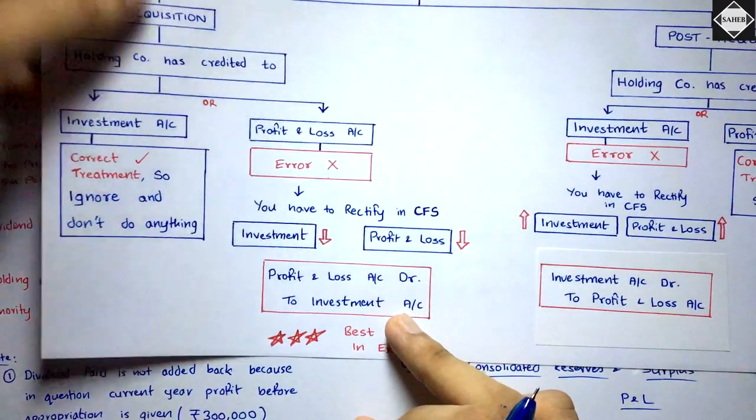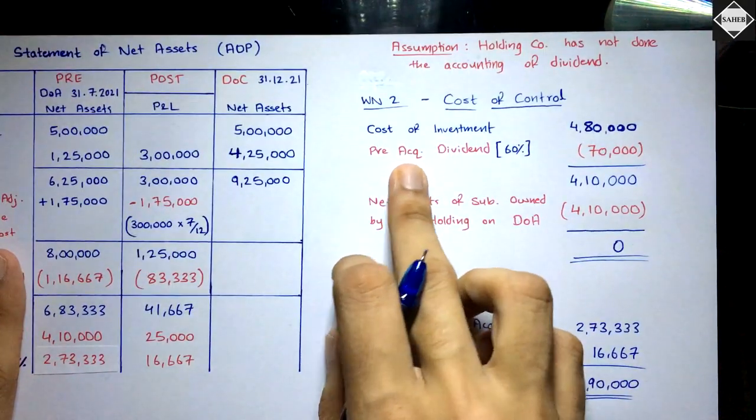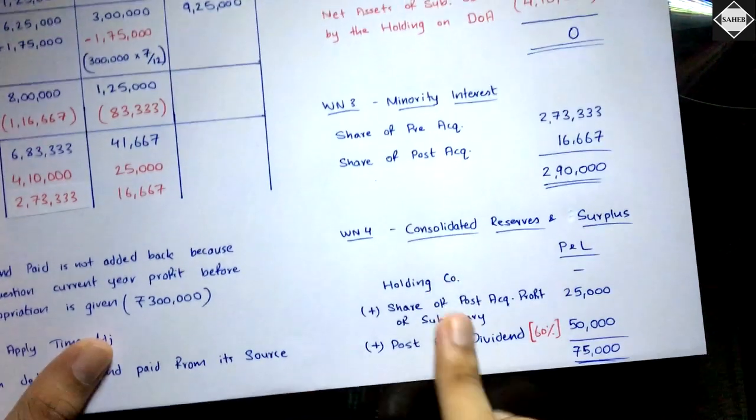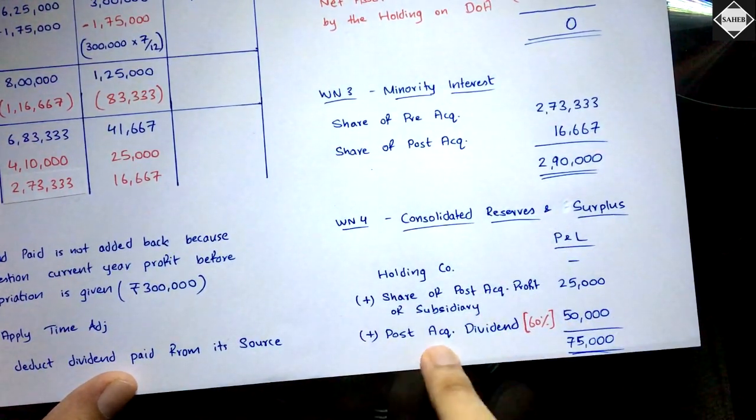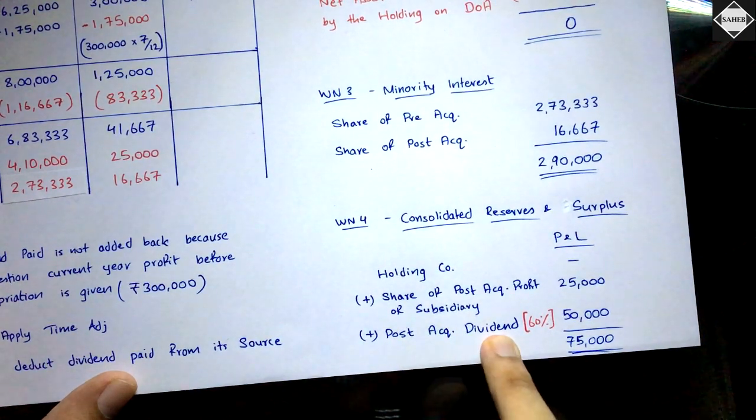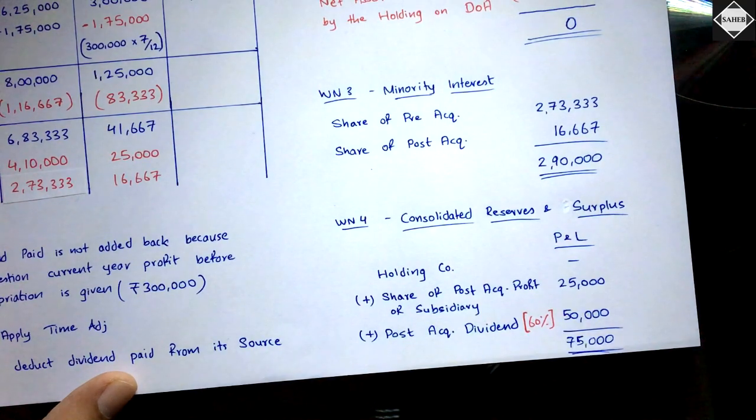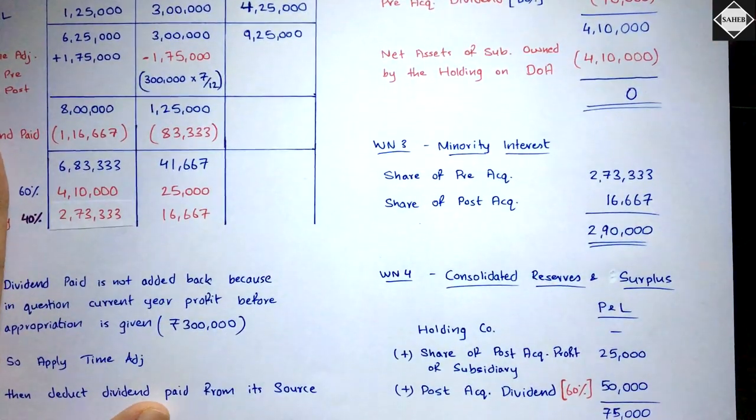Simple. The rectification effect is very simple. In cost of control, you will reduce the pre-acquisition dividend of 70,000. And in consolidated reserves and surplus, minus the pre-acquisition dividend wrongly credited to profit and loss, you will subtract 70,000. You have reduced the profit, you have reduced the cost of investment. That's the rectification effect. Is that clear?